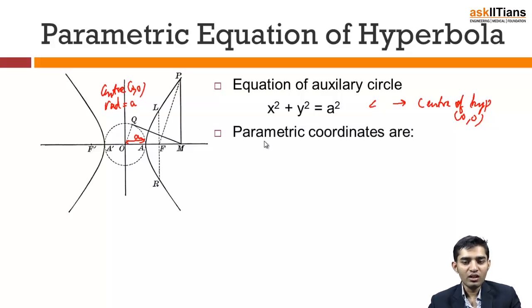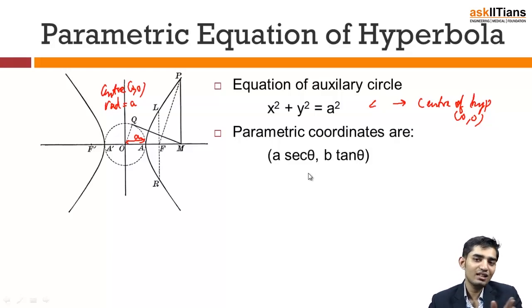Now what are parametric coordinates? Parametric coordinates are the coordinates that will satisfy the equation of hyperbola. If I take theta as the parameter, A sec theta and B tan theta will satisfy because sec square theta minus tan square theta is 1. In case of ellipse we have A cos theta and B sin theta, because cos square theta plus sin square theta will be 1. Here we have a minus sign in between, so we will take A sec theta and B tan theta, where theta is the parameter. Theta is varying.